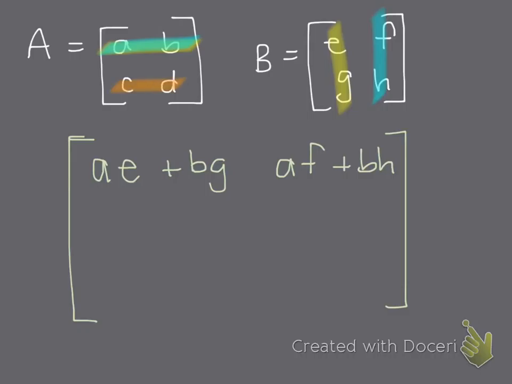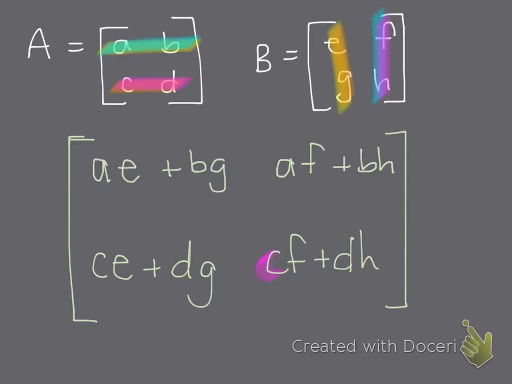So now we're taking C, D and matching it up with E, G. So I have C times E plus DG. And then lastly, we're taking C, D and pairing it up with F, H. So I have CF plus DH.